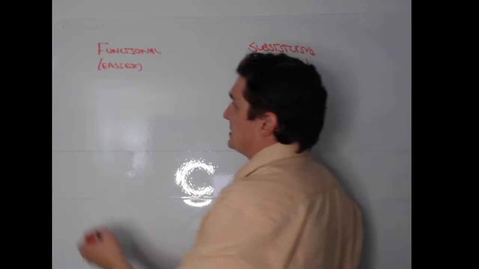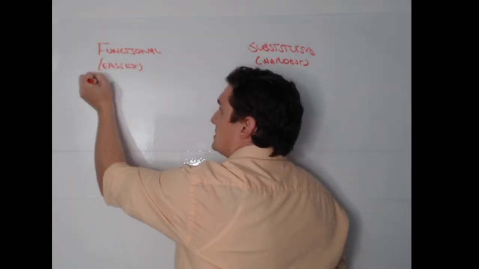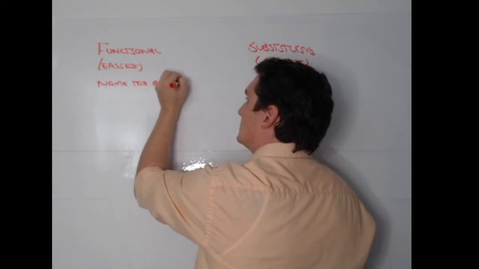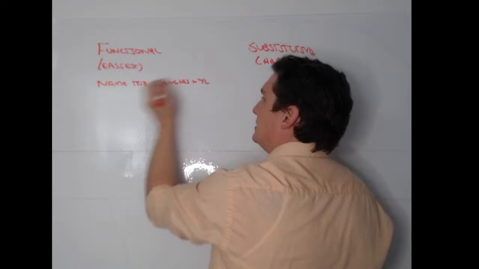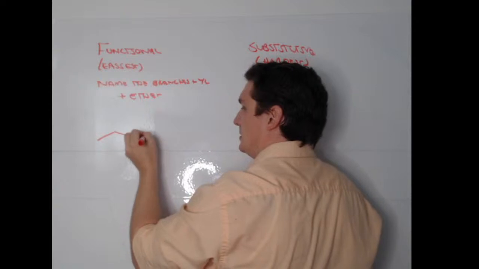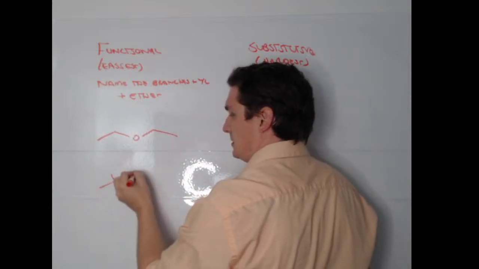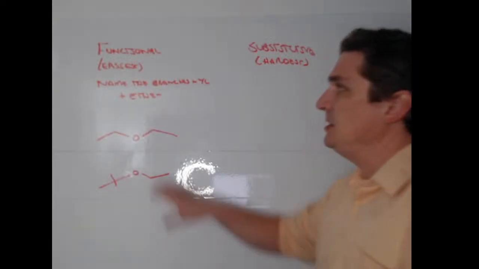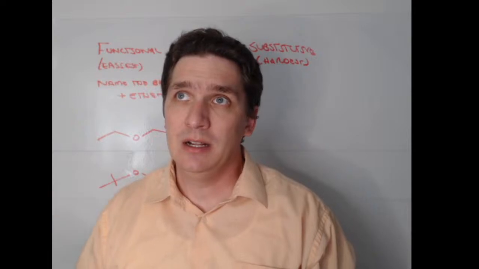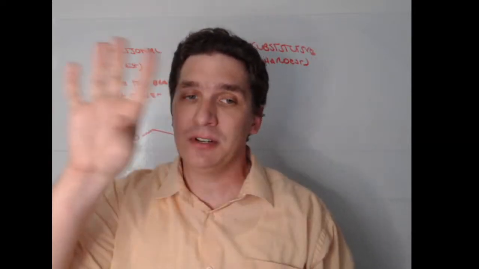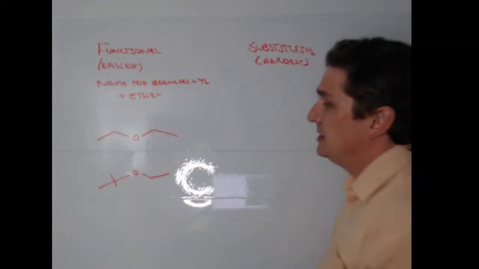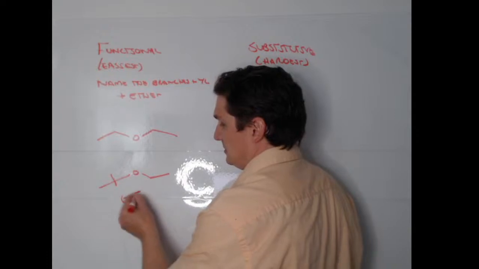So for functional class, we name the branches plus yl plus ether. And the name here is not alphabetical, it's by length of the branch. So shortest branches go first, longest branches go last. And we don't care about alphabetical naming. This is purely functional. So for this case, we have an ethyl.